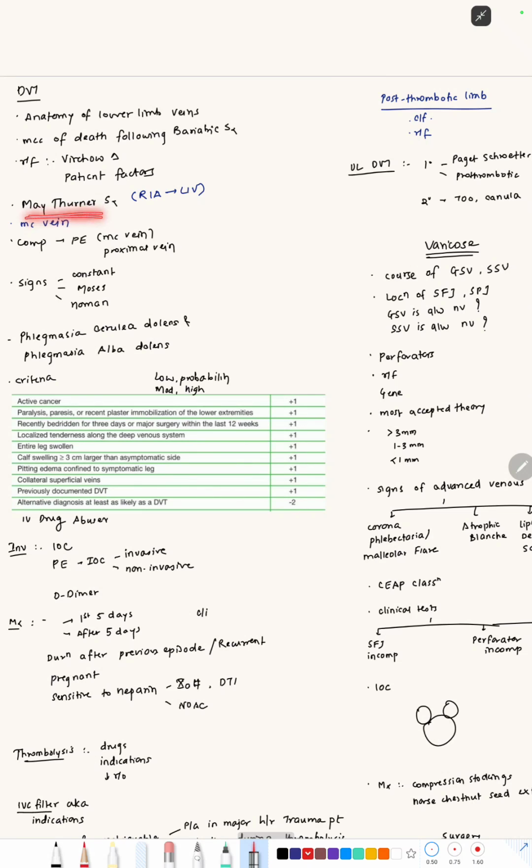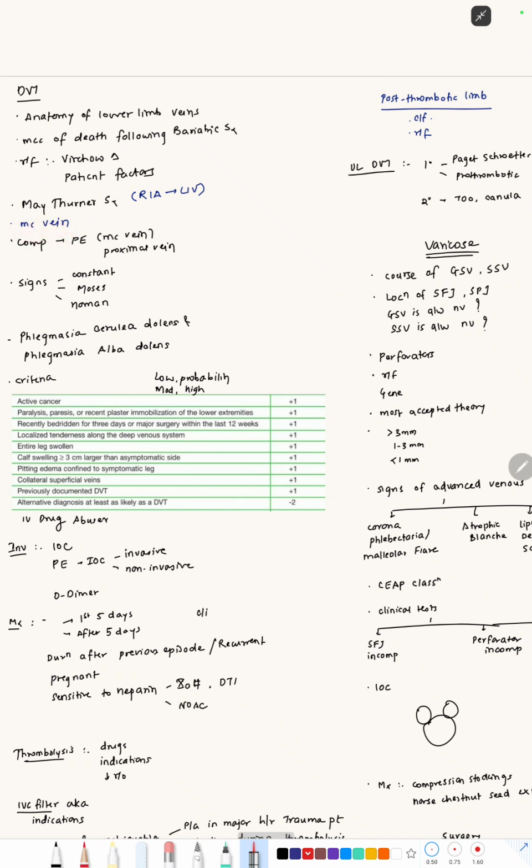There is something called May-Thurner syndrome. How to remember May-Thurner syndrome is RIA जगू देत नहीं है. So the RIA stands for right iliac artery that is compressing the left iliac vein. That is, RIA is not giving me to live, right? So RIA जगू देत नहीं.